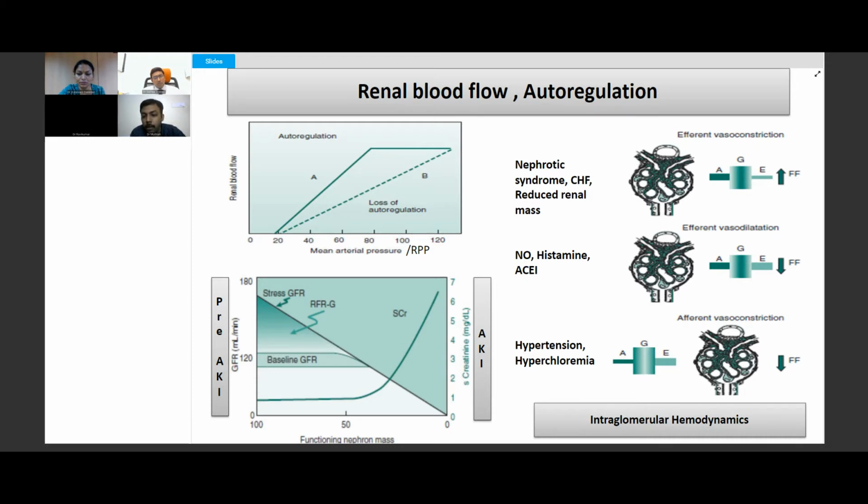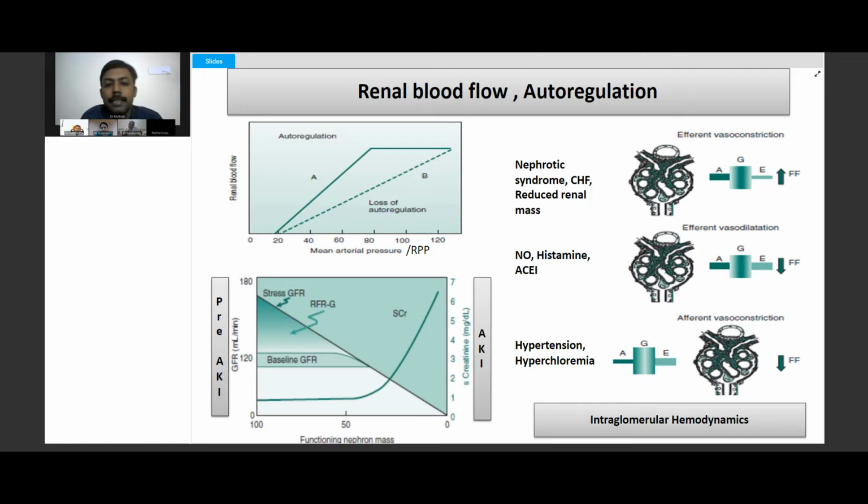And the local neurohormonal factors, like in cases of low albumin states, fluid overload, congestive heart failure, or reduced renal mass, there is efferent vasoconstriction, which maintains the GFR. And again, with factors like increased nitric oxide, histamine, ACE inhibitors, there is efferent vasodilatation, which reduces GFR and the filtration fraction. And conditions like hypertension and hyperchloremia cause afferent vasoconstriction, thereby reducing the filtration fraction. So many factors govern the net GFR, which makes it complicated for us to understand exactly what is going on.